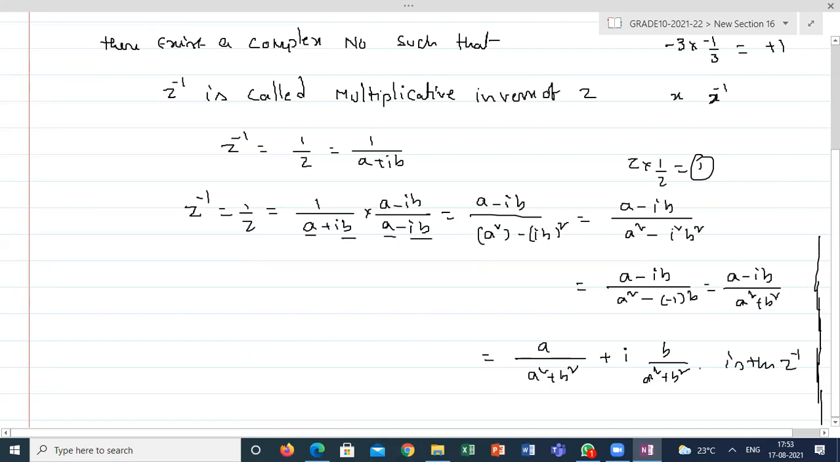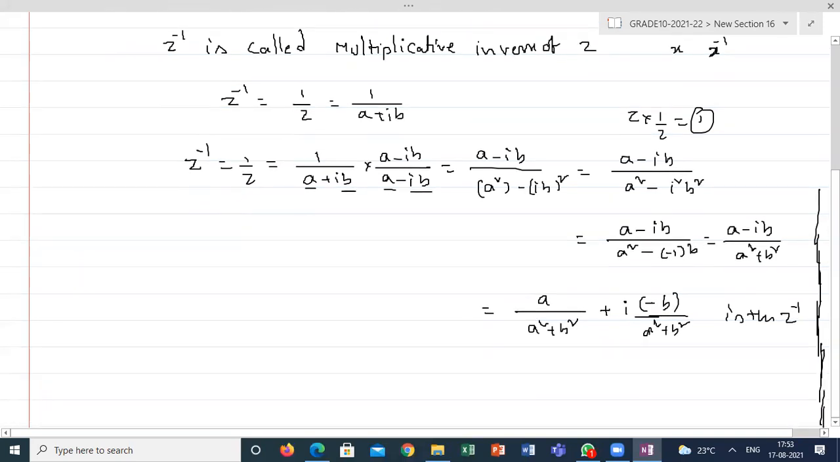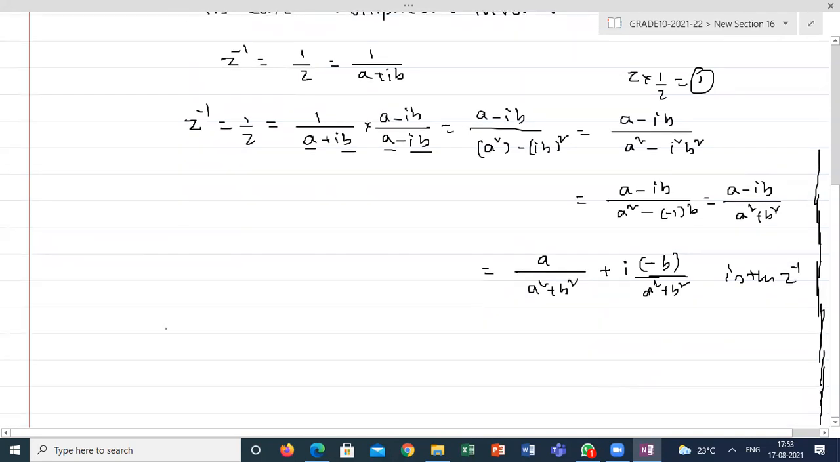Minus b. Yeah, minus b is z inverse. So if I am given a number, suppose 3 plus 4i is z, its multiplicative inverse is how much?